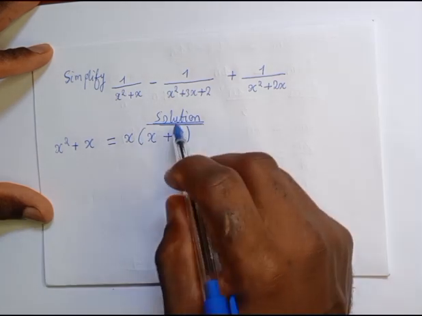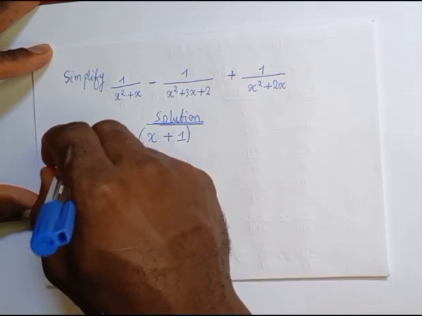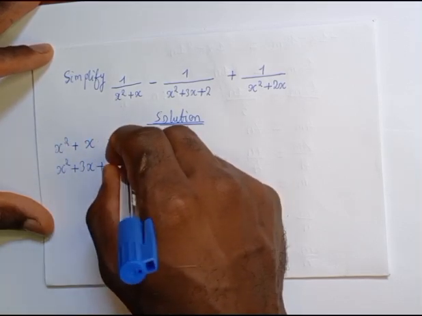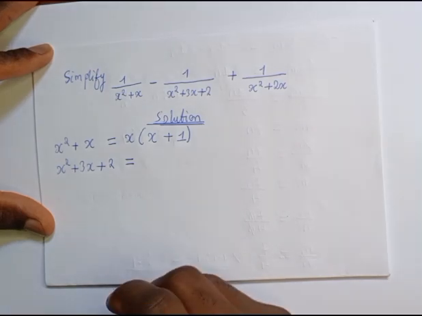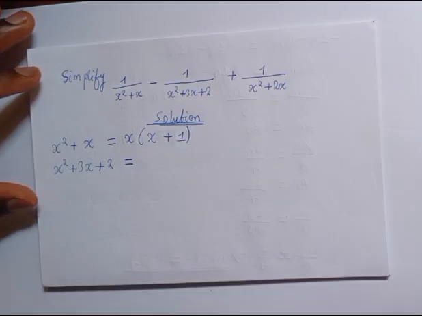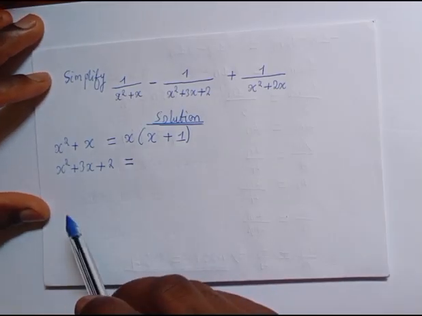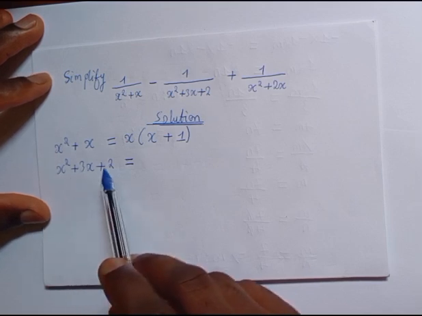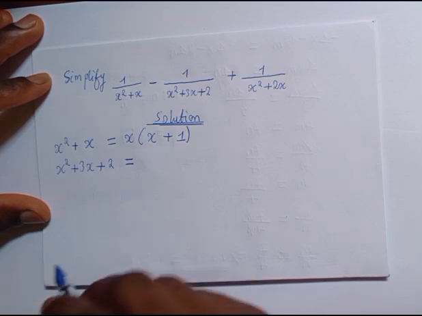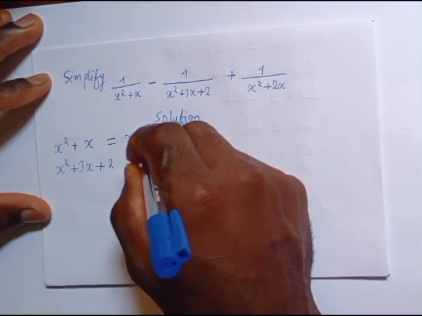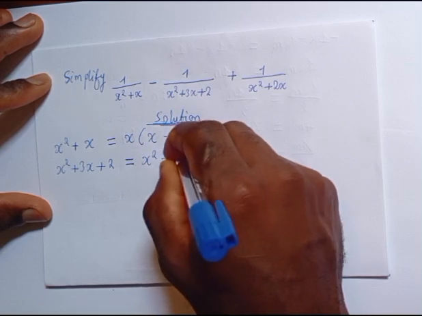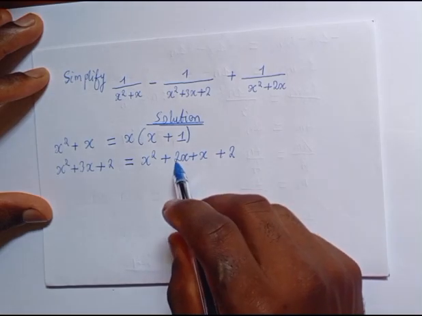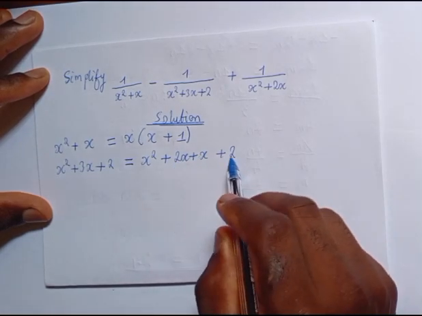We take the denominator of the second fraction, which is x squared plus 3x plus 2, a quadratic expression. We have to factorize it. We need two numbers whose sum is 3 and whose product is 2. This will simply be the same as x squared plus 2x plus x, which gives 3x, plus 2, since 2 times 1 gives 2.